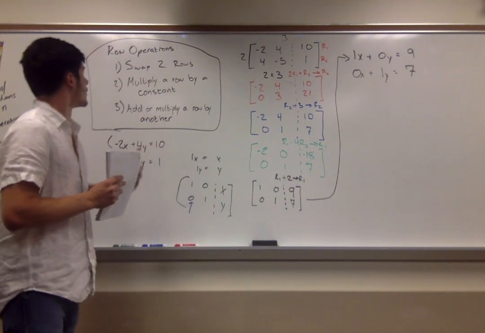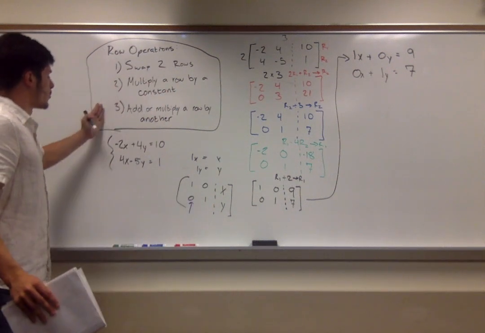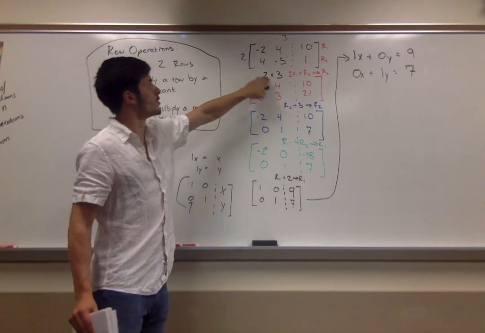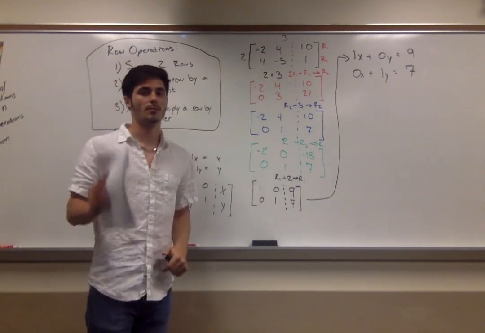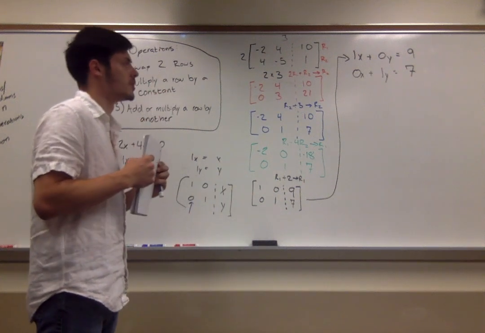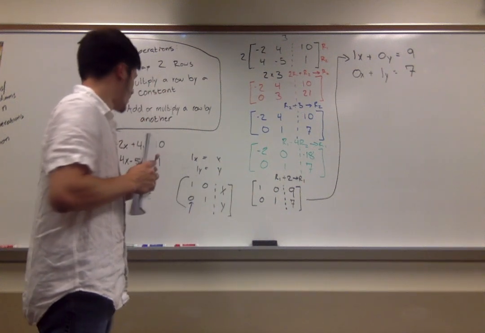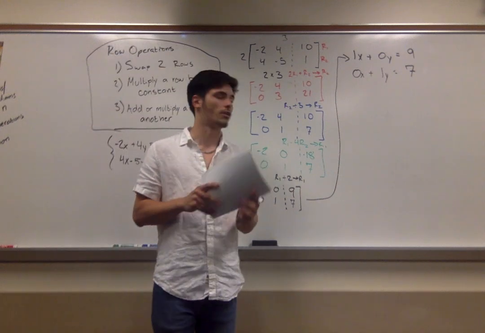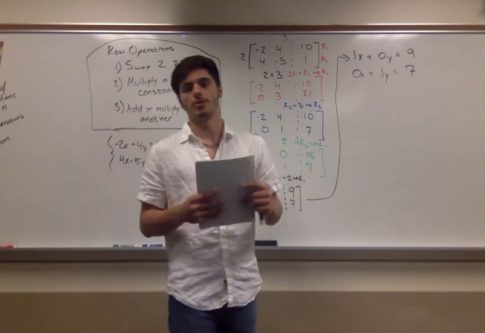So things to remember: your row operations. Remember your rows and your columns. We're going to be talking about that with operations, addition and multiplication. And yeah, hopefully this wasn't too hard. We got a little more practice for you, and we'll see you in the later videos.